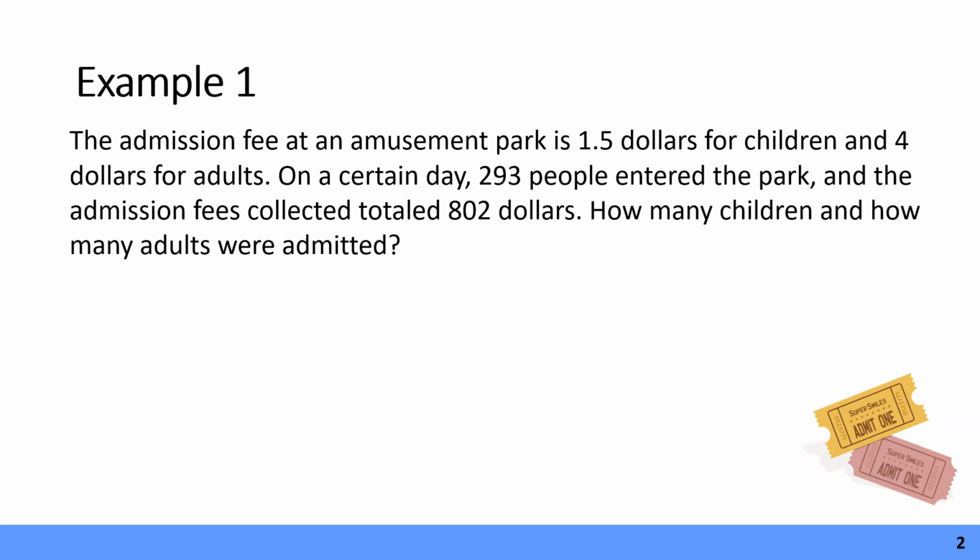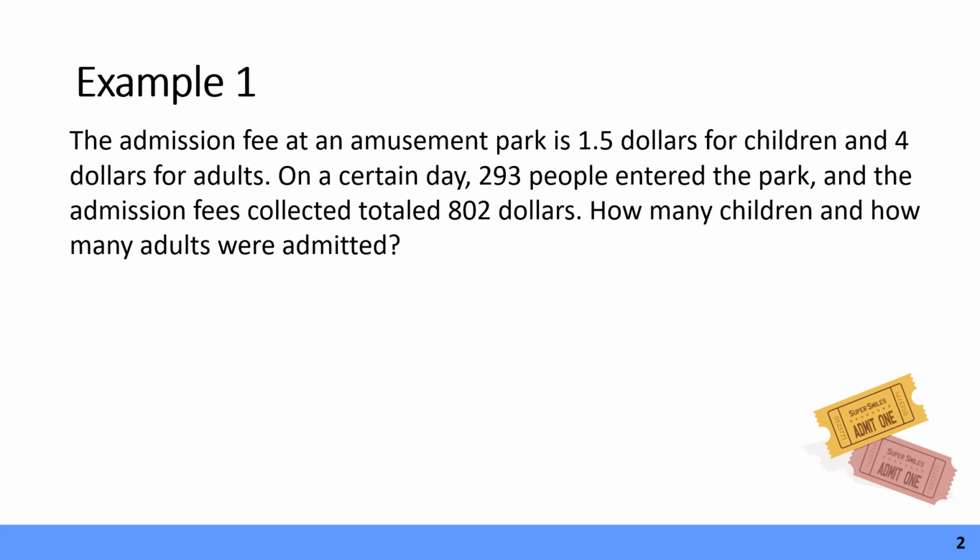We have the admission fee at an amusement park is $1.5 for children and $4 for adults. On a certain day, 293 people entered the park, and the admissions fees collected totaled $802. How many children and how many adults were admitted? So again, these are kind of like little puzzles. First thing we're going to do is create a system of equations. Before you do that, though, you do have to identify your variables.